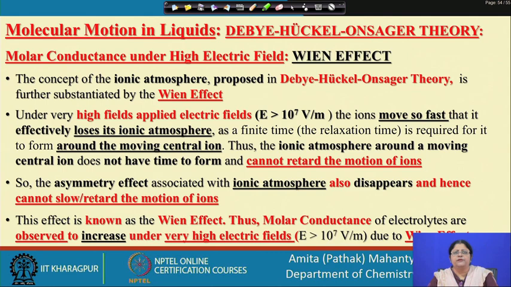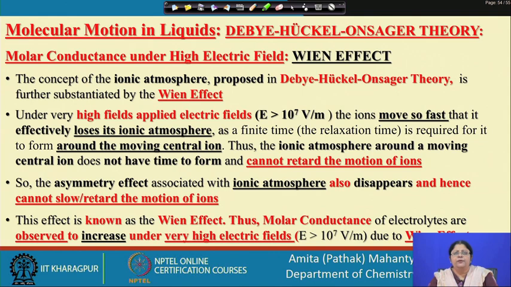Hence, the retarding forces which are supposed to be there associated with the asymmetry effect or the relaxation effect will not be visible to us. So, this effect is known as the Wien effect. Thus, the molar conductivity of electrolytes is observed to increase when we are increasing the electric field in the order of 10 to the power 7 volts per meter. Am I clear? So, the Wien effect is an extension or further substantiation of the Debye-Falkenhagen theory.